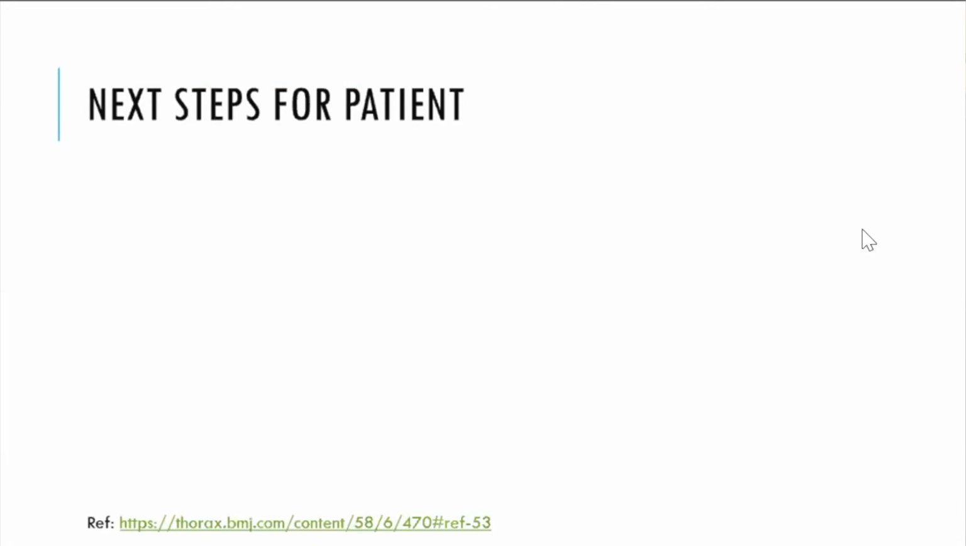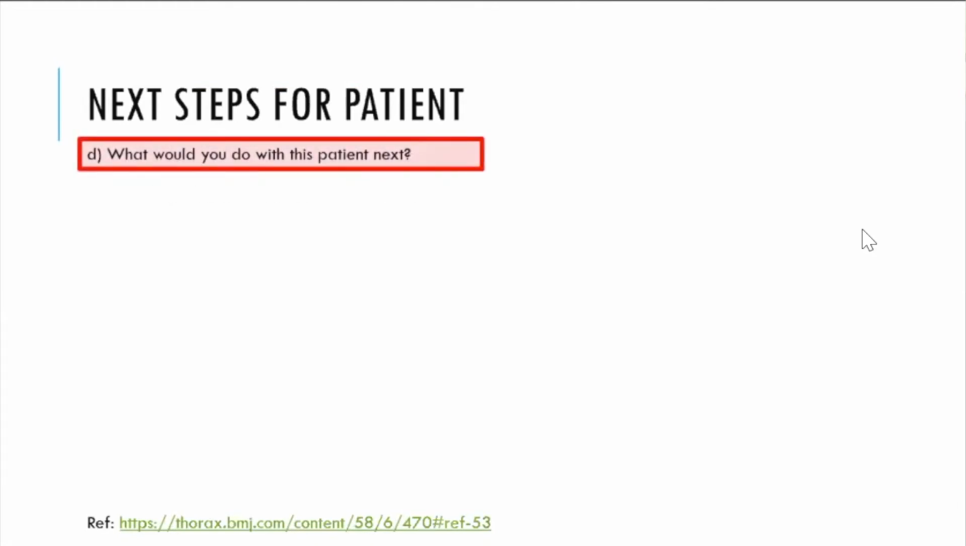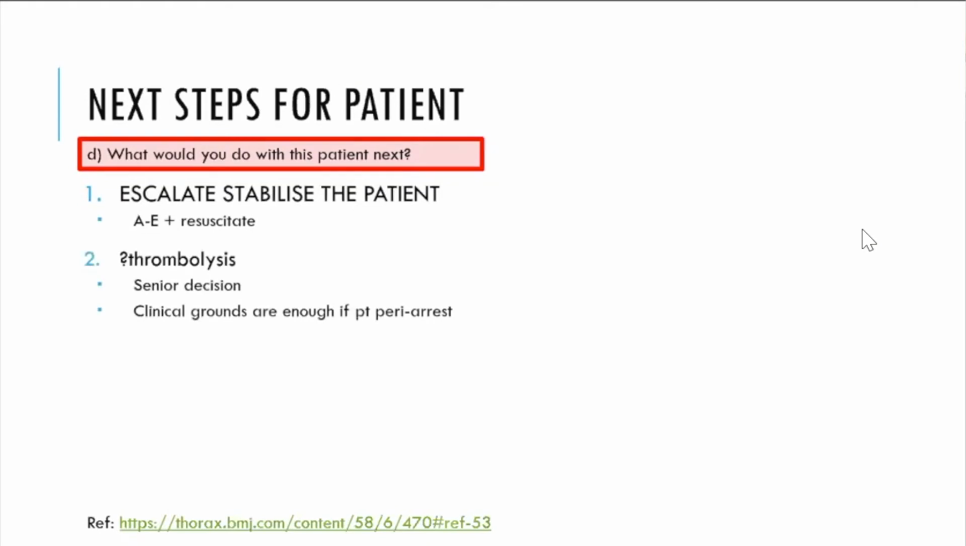Next steps for the patient. What would you do for the patient next? There was a question. Yes, so escalate and stabilize the patient, and you'd consider thrombolysis. Particularly in a big PE like the one that you have here, that's something that you really think about. It's a senior decision to be made, so a senior registrar on the shop floor or one of the consultants.